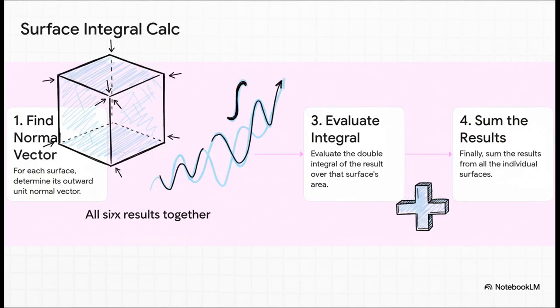Now compare that to the outside calculation. If your box has, say, 6 faces, you have to do a whole separate multi-step calculation for every single face. You've got to find its orientation, calculate the flow through it, do a tricky integral, and only at the very end can you add all 6 of those separate answers together. It's often so much more work.